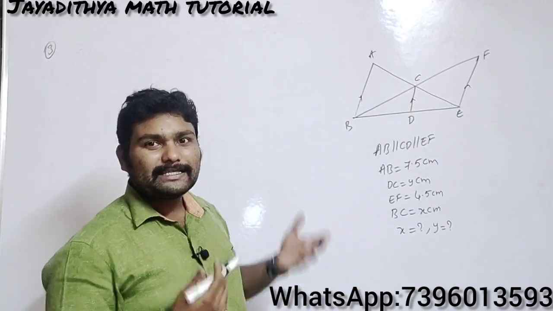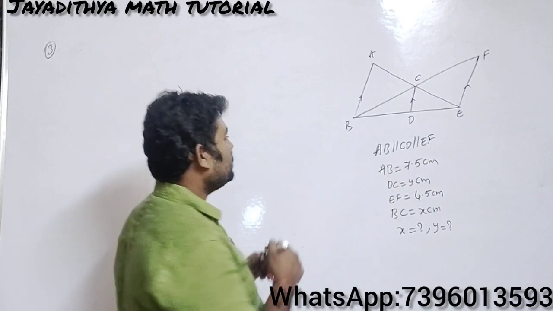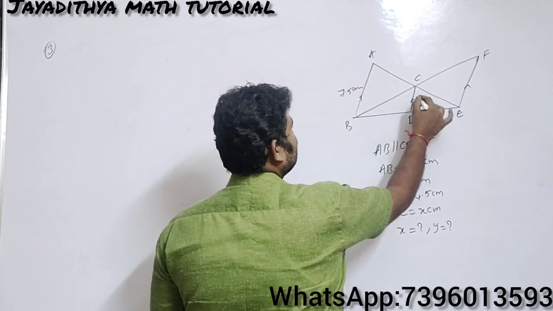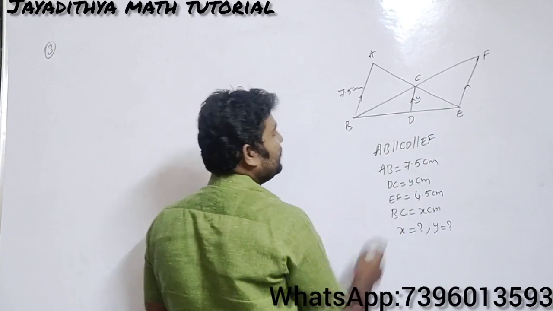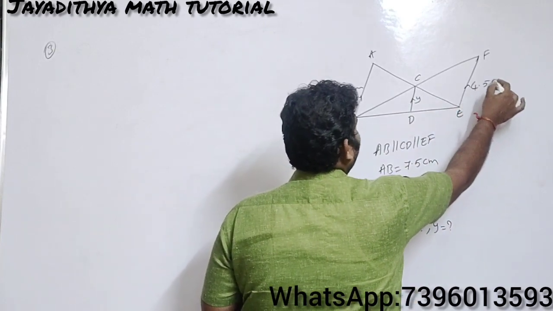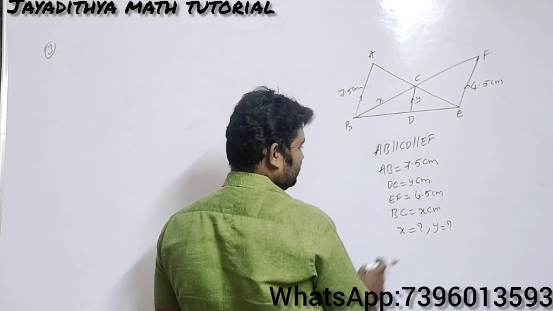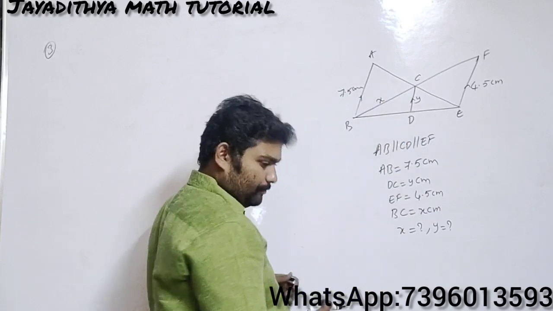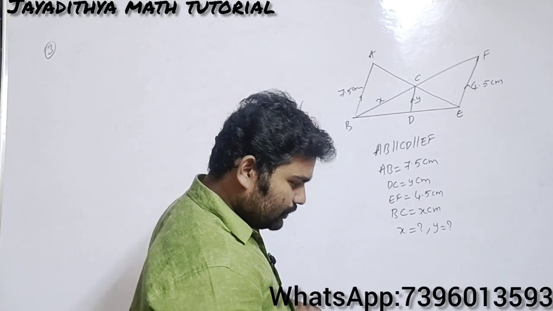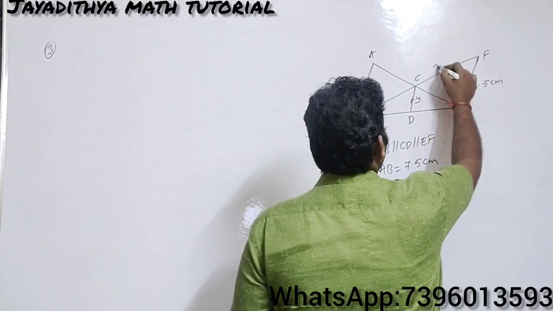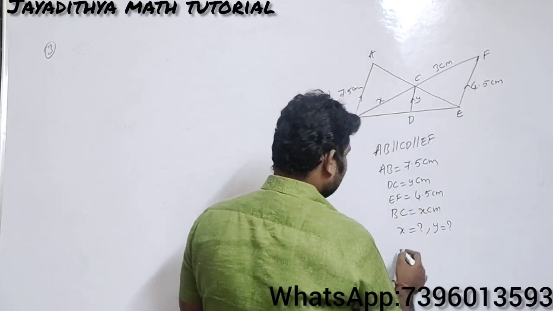Okay, and also he has given some dimensions here. AB is equal to how much? That is 7.5 centimeters. DC is equal to Y, and EF is equal to 4.5 centimeters, and BC is equal to X. So this is the given information, and also he has given one more thing, that CF is equal to 3 centimeters. Take that one also.